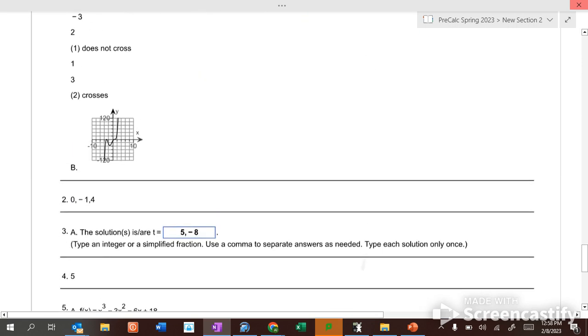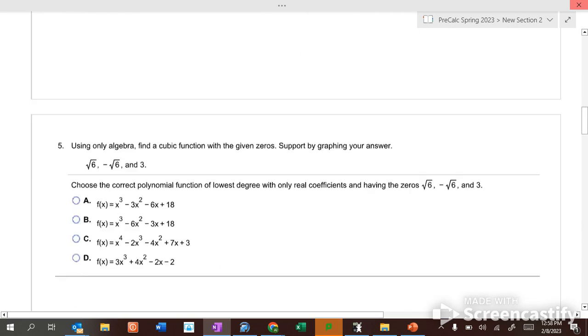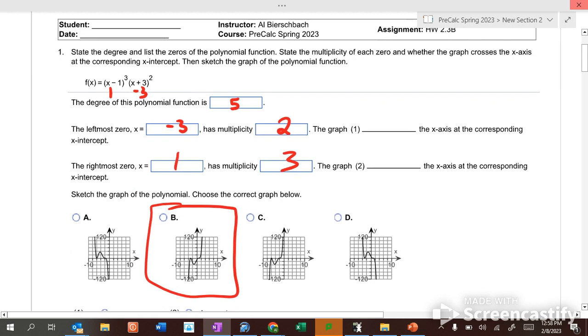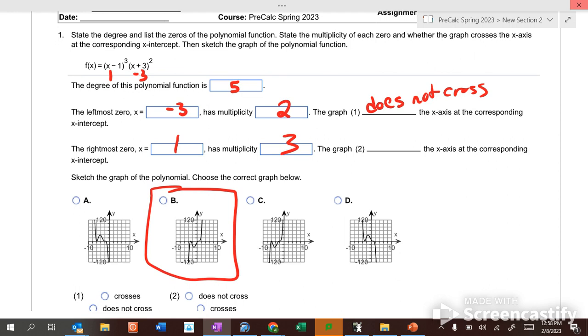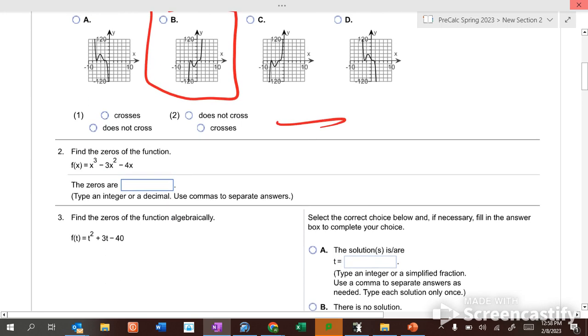I wonder what magic word they want there is. Crosses and does not cross. All right. So here, since it is at 2, it's a multiplicity of 2, it does not cross. And then this one crosses. Oh, geez, the words were right there.